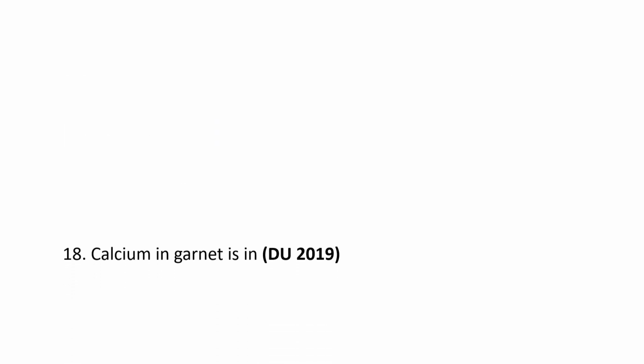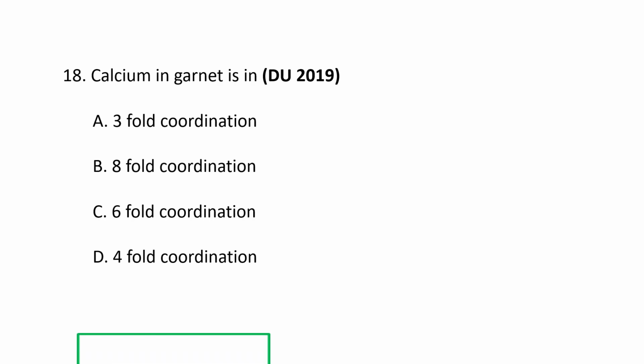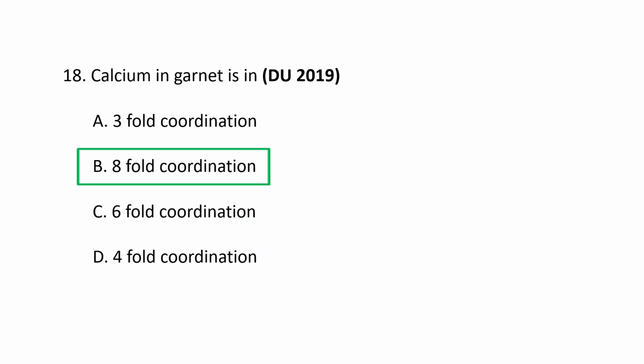Next question. Calcium in garnet is in A. 3-fold coordination, B. 8-fold coordination, C. 6-fold coordination, and D. 4-fold coordination. So the correct answer is B. 8-fold coordination. Typically, the coordination number of the A-site cation of garnet is 8 due to the radius of calcium, that is 0.112 nanometers, for which 8-fold coordination is appropriate without too much pressure. So calcium in garnet is in 8-fold coordination.